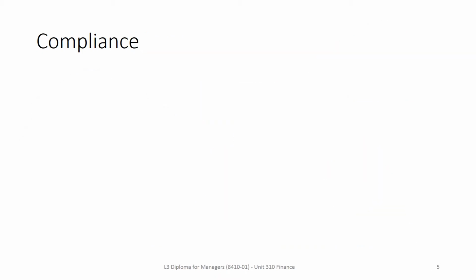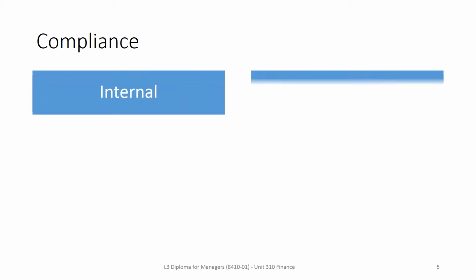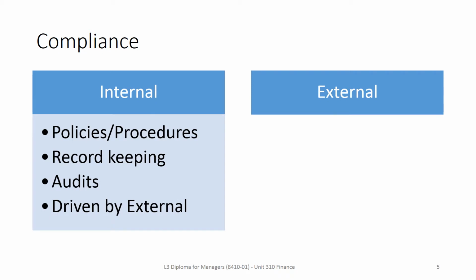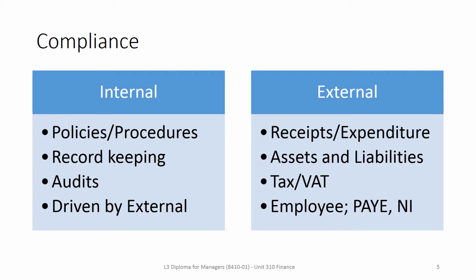And compliance requirements can be internal or external. So internal things could be things such as policies and procedures that state about record keeping, audits, etc. And they're normally driven by external factors that this company needs to comply with as part of the company's transactions, reporting of finances, etc. Things such as entries about all monies received and expended by the company, a record of assets and liabilities of the company, tax and VAT for the company, and employee wages, tax, national insurance, for example.